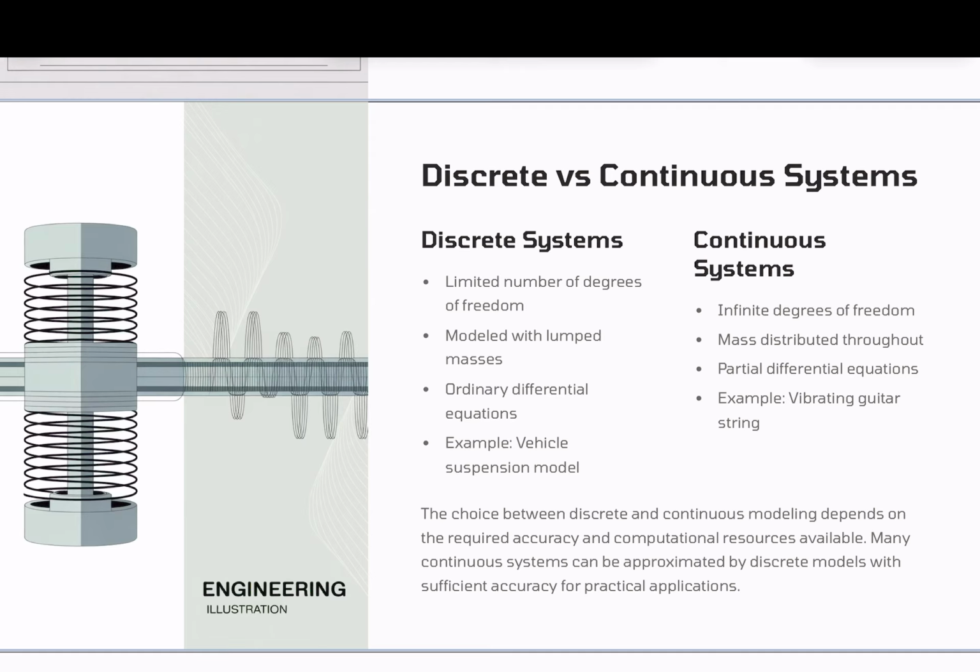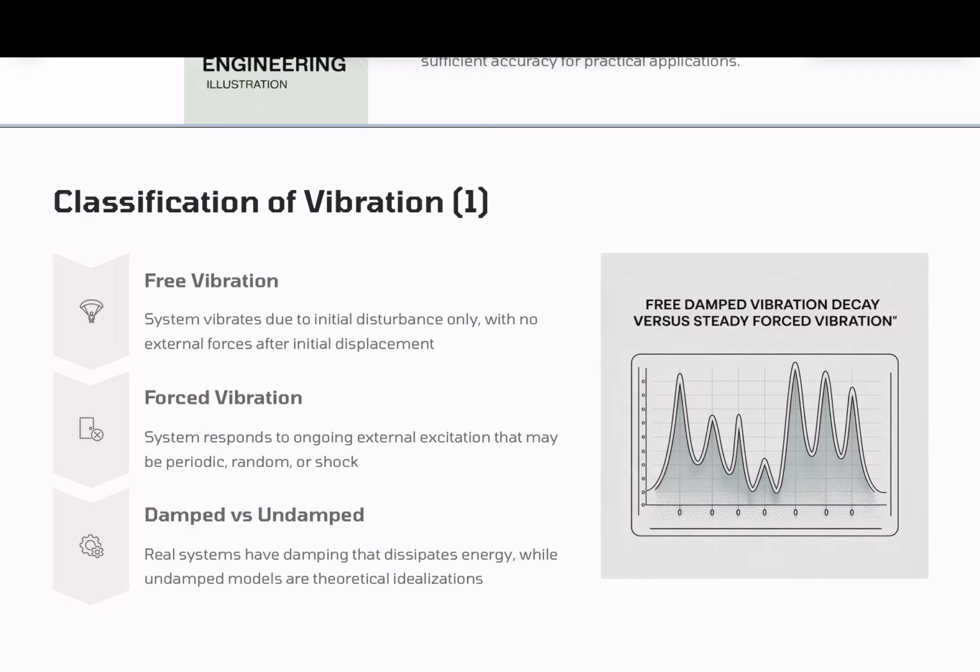It depends on how much accuracy you want. Whether we treat the system as discrete or continuous depends on the required accuracy you want. Okay, now let's talk about how vibration can be classified.